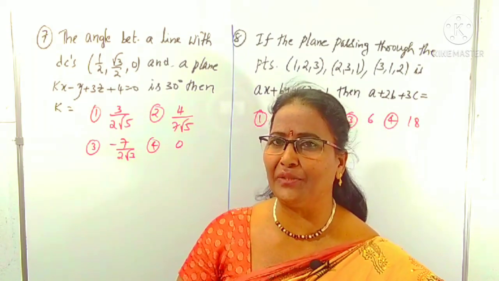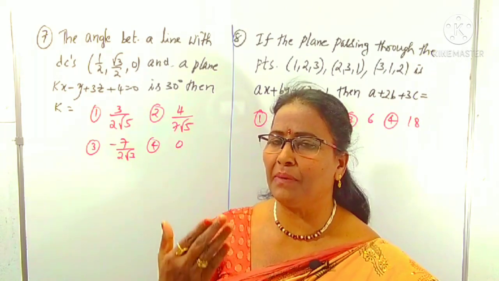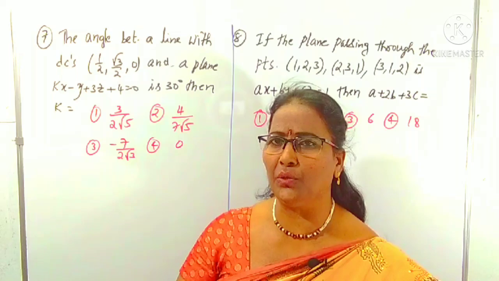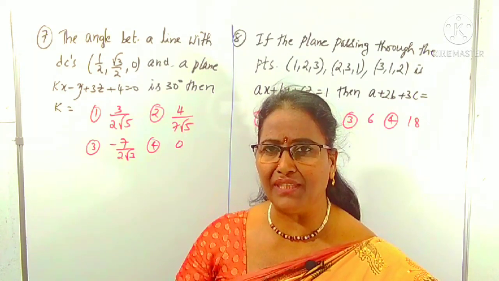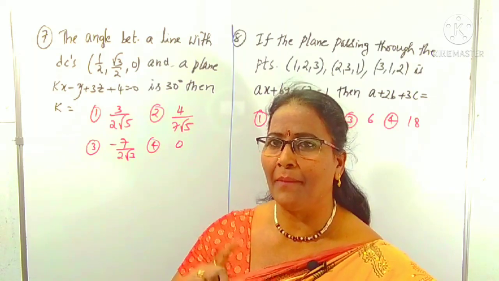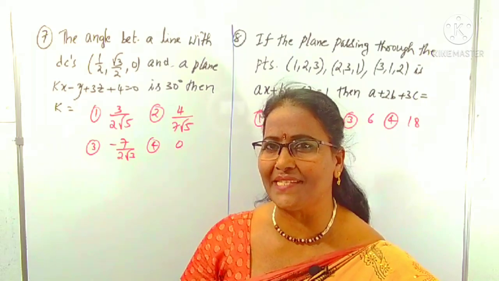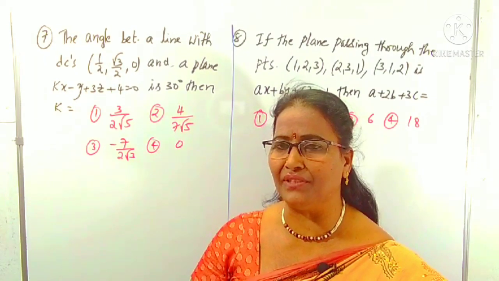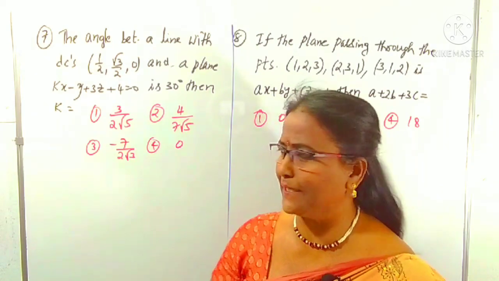Cos theta is equal to A1 A2 plus B1 B2 plus C1 C2 by root over A1 square plus B1 square plus C1 square into root over A2 square plus B2 square plus C2 square. That is the cos of the angle between lines. But when one line and one plane are given, the same formula applies, but instead of cos you have to use sine. That is the only difference between the angle of two lines and the angle of one line and one plane, right?